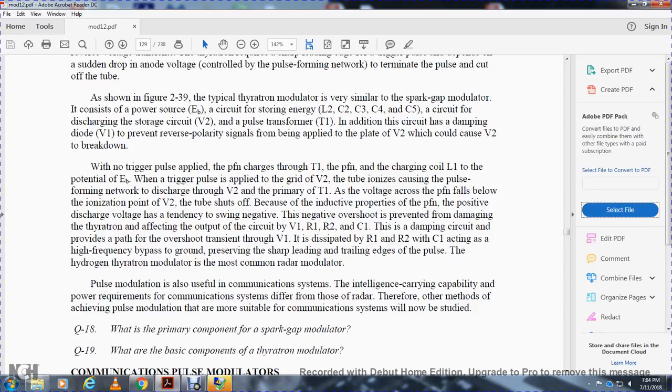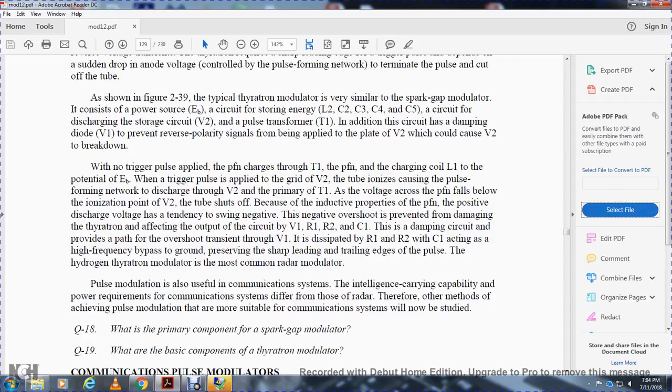With no trigger pulse, the pulse forming network charges through the primary of transformer 1 and the coil L1. When the trigger pulse is applied to the grid of V2, the tube conducts, causing the pulse forming network to discharge through V2 and the primary of transformer 1, and the voltage across the PFN goes low.